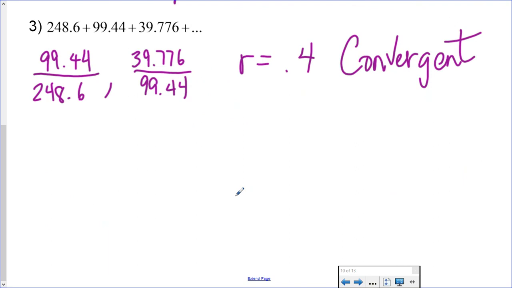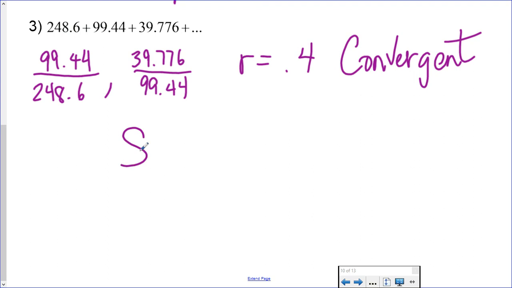And now we just need to figure out, okay, that means that these numbers are getting smaller and smaller. So if you actually take a look, you can see that. We've got 248 to 99 to 39. And now that we see the common ratio, it's smaller than 1. So we're multiplying the numbers by something smaller than 1. So the numbers will get smaller.